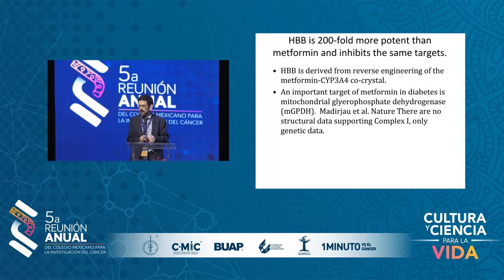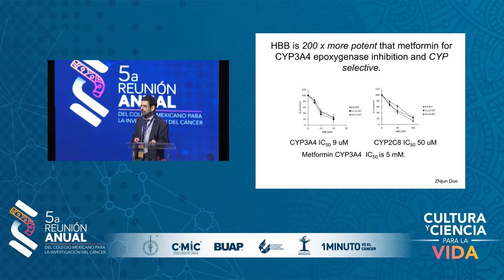And we found that HPV was 200-fold more potent than metformin and inhibits the same targets. And so as a reality test, recently Jared Schulman's group at Yale had shown that metformin is an inhibitor of mitochondrial glycerol phosphate dehydrogenase. And that's one of the major mechanisms by which metformin is active in diabetes.